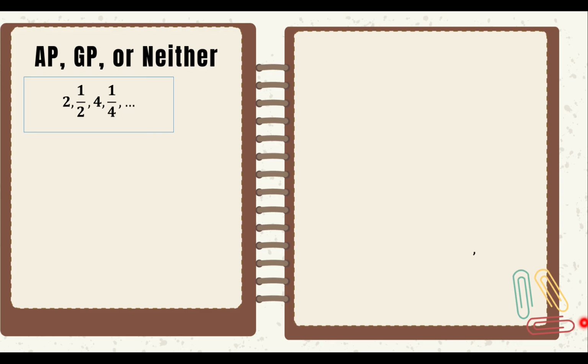So observe what you are given. 2, then it became 1/4, so it decreased. Then it became again 4, it increased. Then it became again 1/4, it decreased. So this will not be an arithmetic sequence. There is no way that you can come up with a common difference.